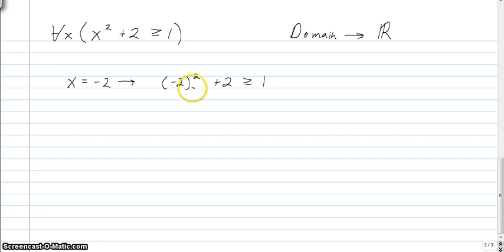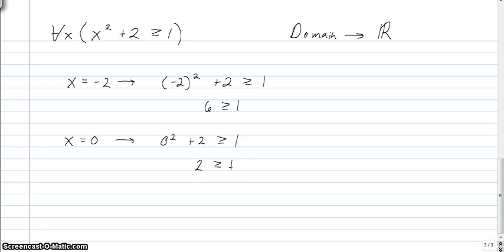Well, that's going to work because 4 plus 2 is greater than or equal to 1. I don't know, you try some other value, 0. What happens if you plug 0 in? 0 squared plus 2. Okay, well that works.